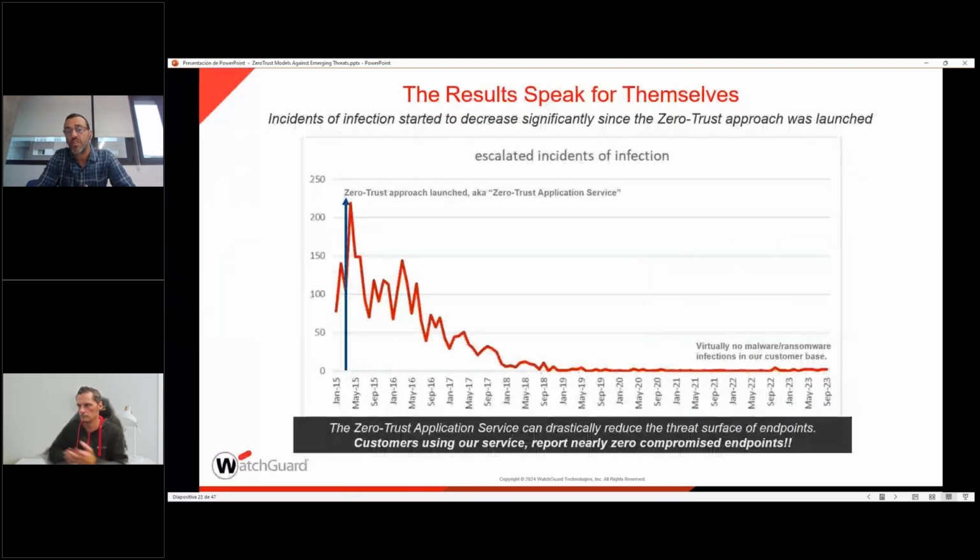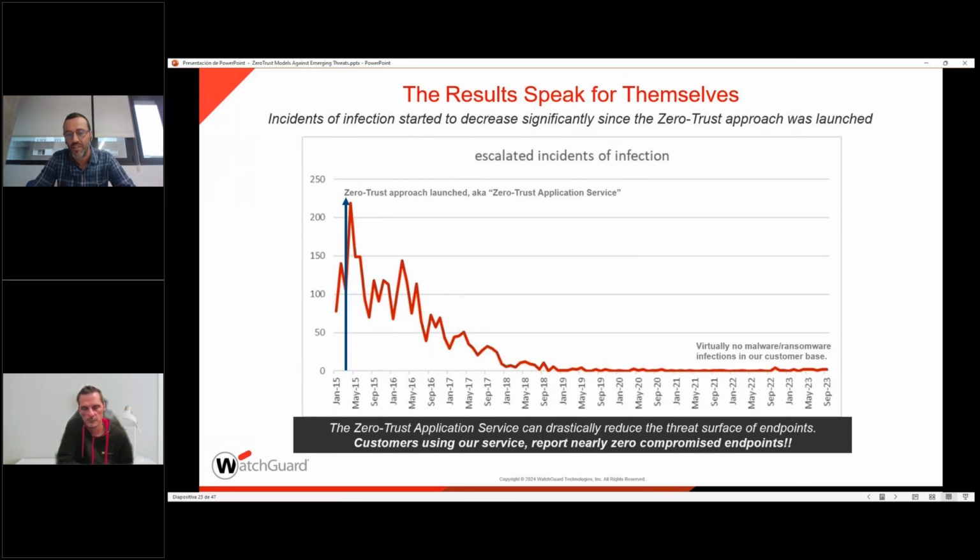We also wanted to show this slide with the number of infections in our customers using our EDR solution. We have almost 100,000 customers with our EDR solutions, and you can see here that when we released the first version of the Zero Trust application service, there were many infections every week, too many. Once we released this service, the number of infections started to drop quickly. And in the last 5 years, there are almost 0 infections in our customer base.